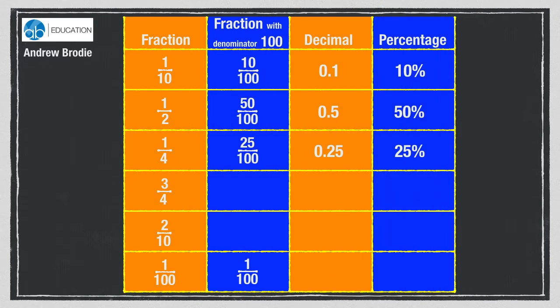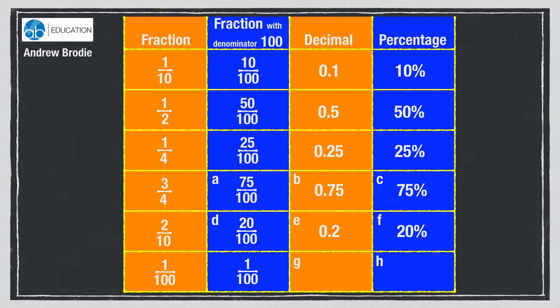Here are the answers. In cell A, the answer is 75 hundredths, B 0.75, C 75%. Try to remember the facts shown here. 3/4 is the same value as 75 hundredths, 0.75 or 75%. In D it should be 20 hundredths, E is 0.2, F 20%. G 0.01, because we haven't got any tenths, we've just got 1 in the hundredths. H 1/100th gives us 1%.